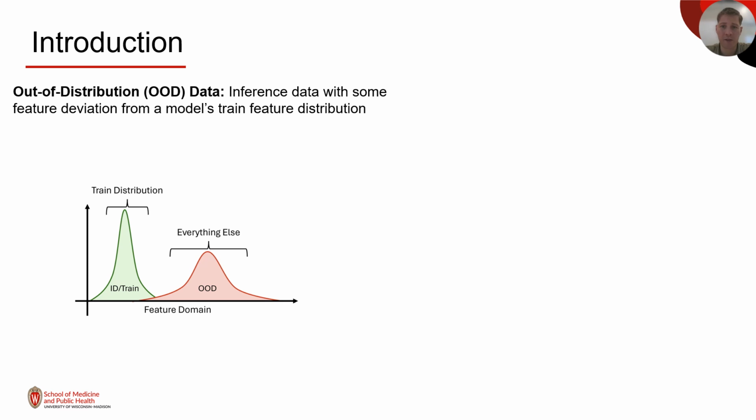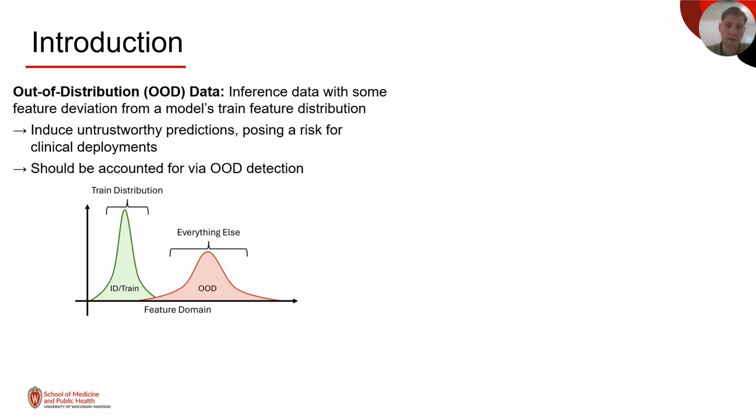Now, out-of-distribution data is any sort of inference data with some feature deviation from a model's trained feature distribution. This sort of data poses a risk to clinical deployments of models because model output on OoD data is generally untrustworthy. To mitigate this risk, it is recommended to implement out-of-distribution detection algorithms.